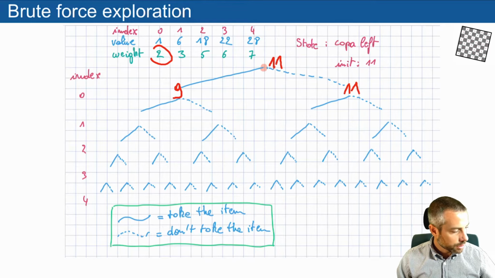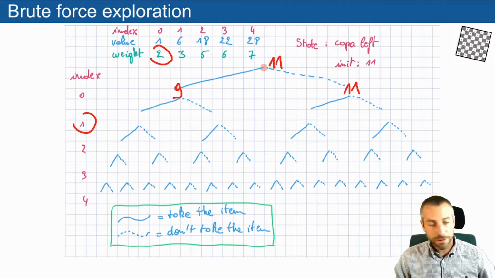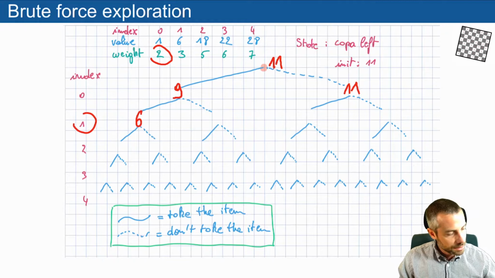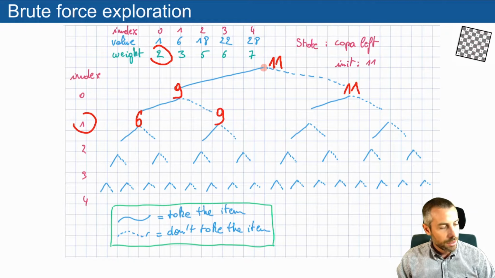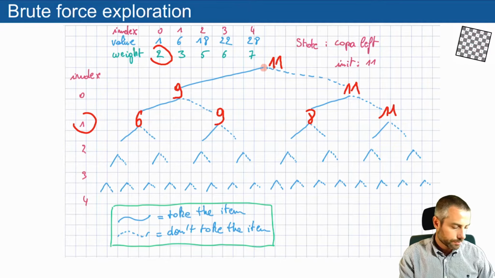Then you consider the second item, item 1. If you take it, you see that it requires a weight of 3, so the capacity left here would be 6, and if you don't take it, it's still 9. If you take it here, 11 minus 3, it's 8, and if you don't take it, it's 11. You continue like that, and at the end, you have explored all the possible combinations.